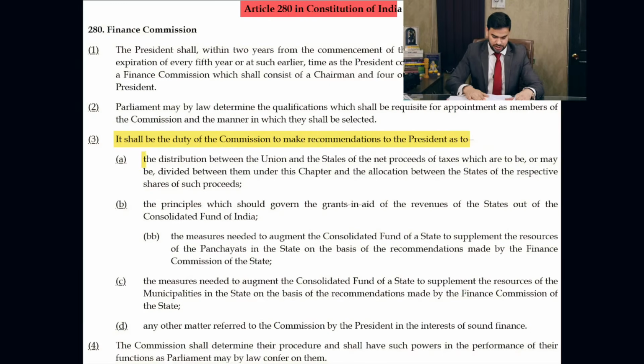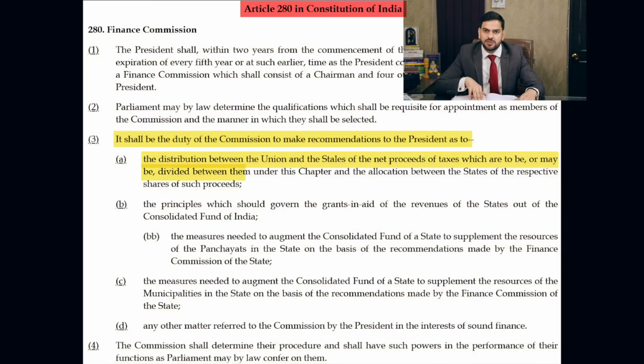Second example of it is Article 280 of the Constitution. So for example, if there is any dispute in relation to distribution of net proceeds of taxes between one state and another state, it means any dispute arising out of that will be taken care of by the Finance Commission, which is given under Article 280.